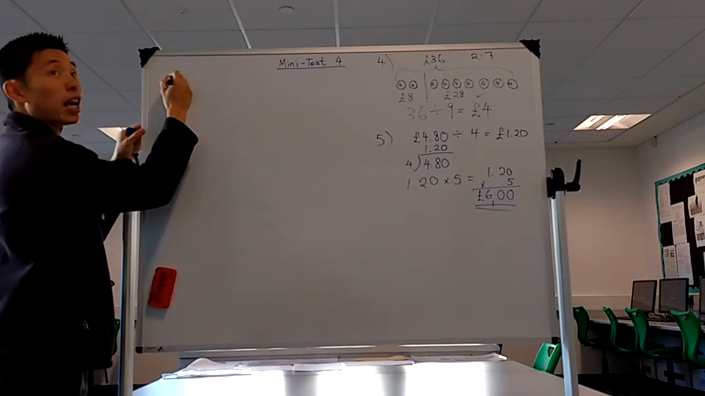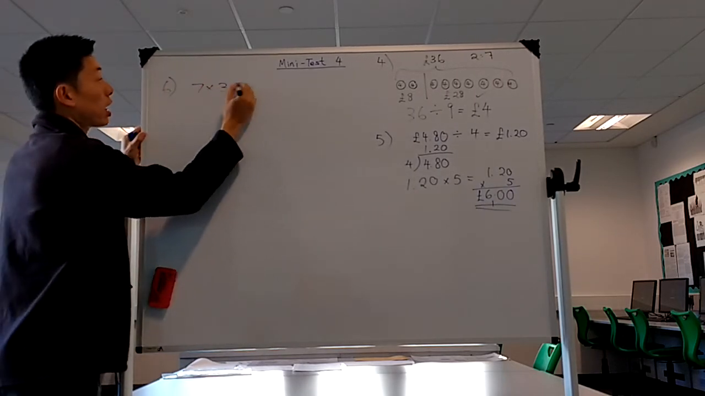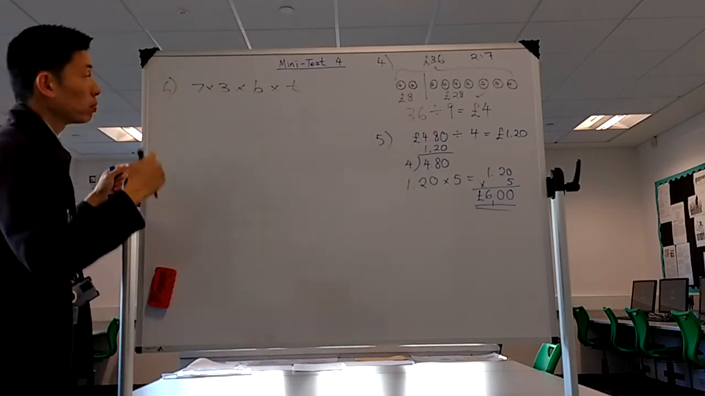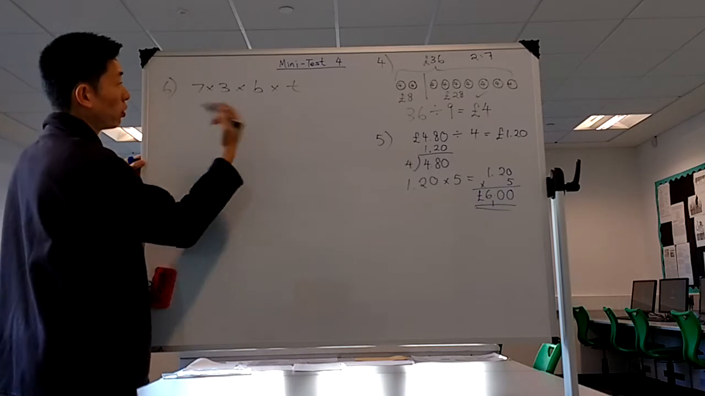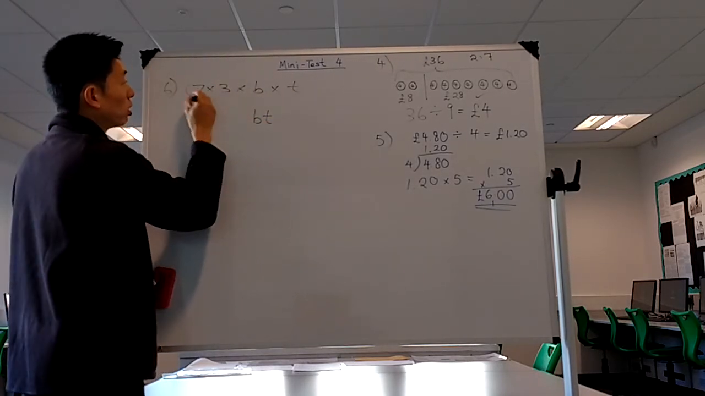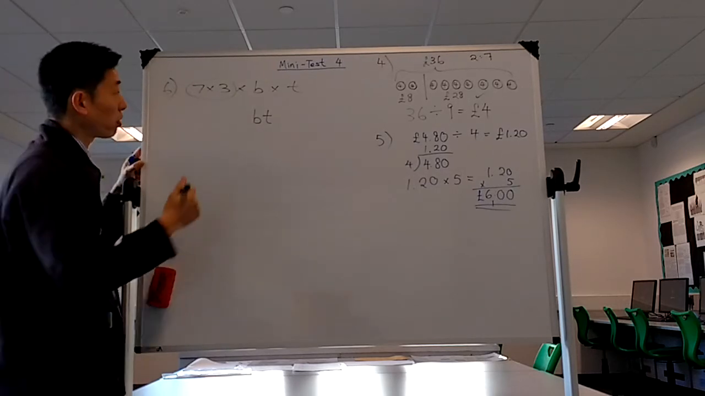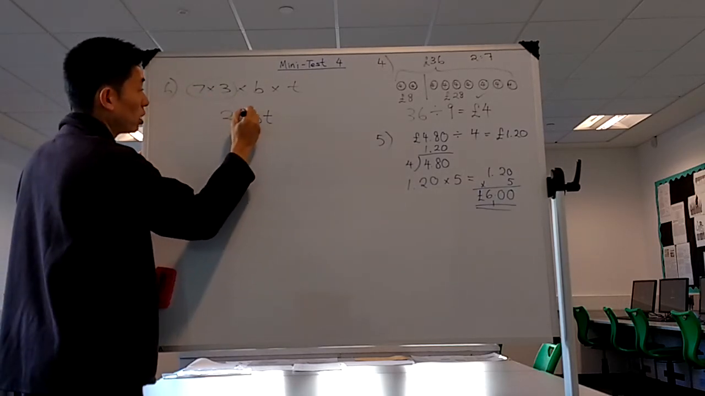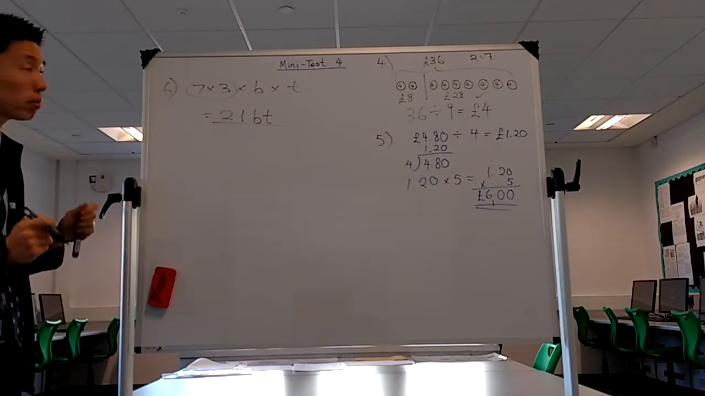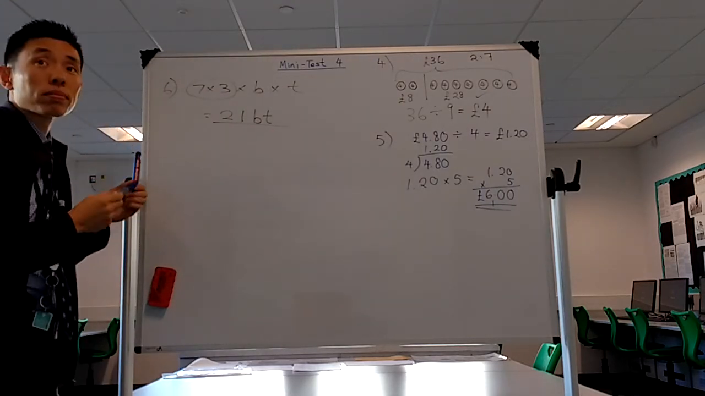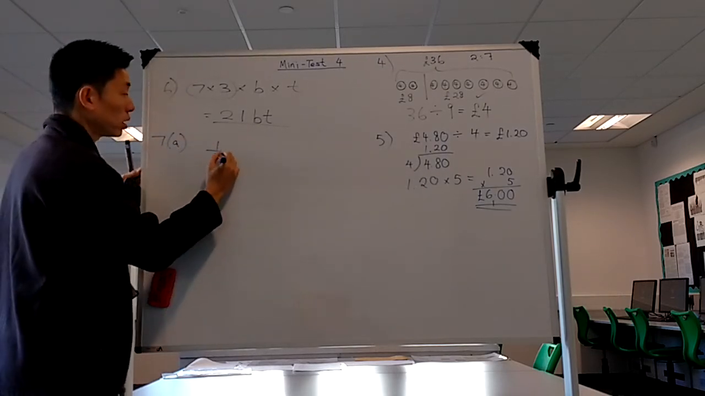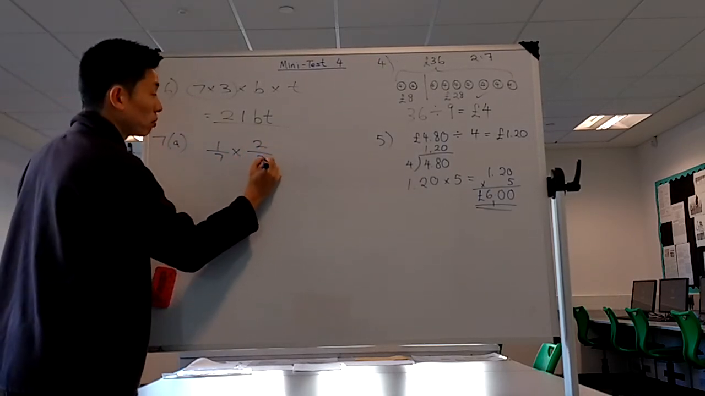Simplify 7 times 3 times b times t. In algebra, we don't write the times sign. So first, b and t, you just put b and t together. If you see numbers you can multiply, why not just simplify it? 7 times 3 is 21. And then just put them together, 21bt. Done. Okay. So number 7, when we multiply fractions, we multiply the top, then multiply the bottom.